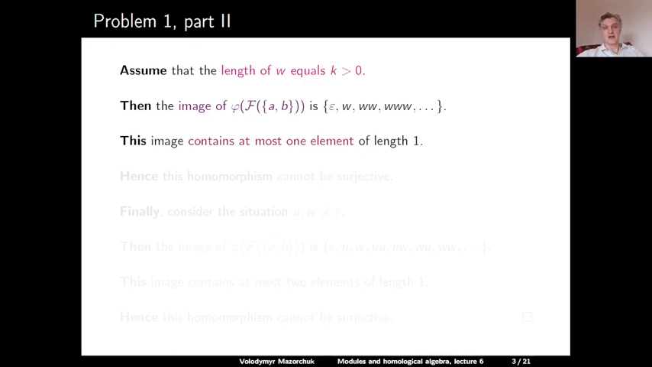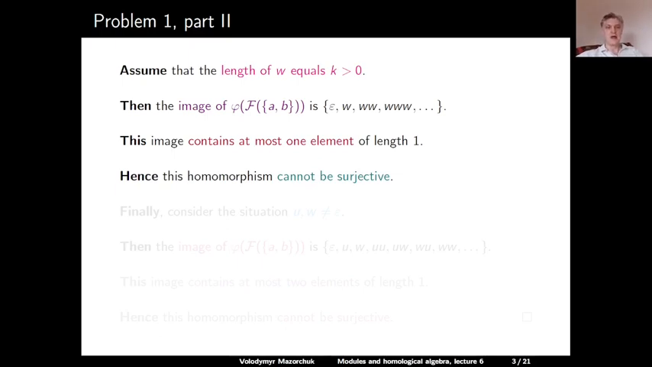And then, of course, the length of the identity is 0, the length of W is k, the length of WW is 2k, and so on. So this image contains at most one element of length 1. So this homomorphism cannot be surjective because the free monoid on 3 letters has 3 elements of length 1, the letters.